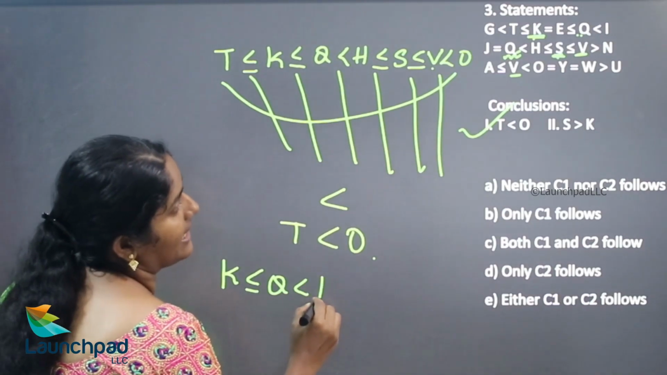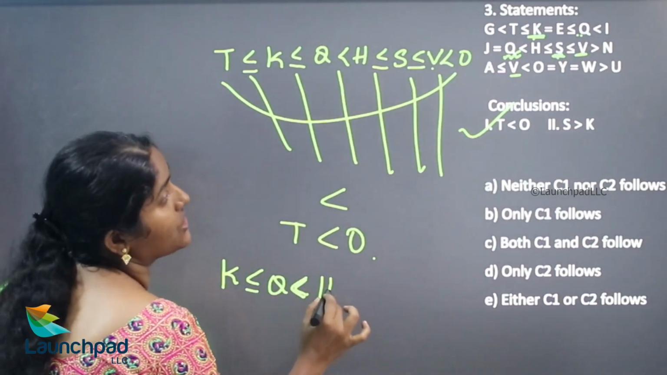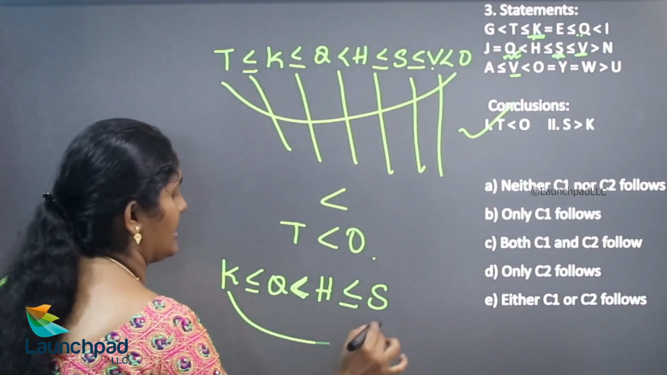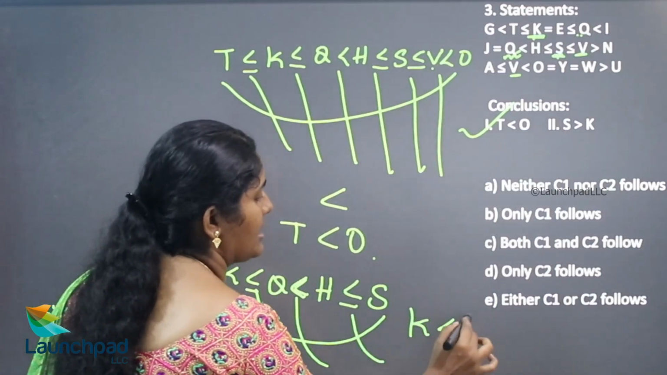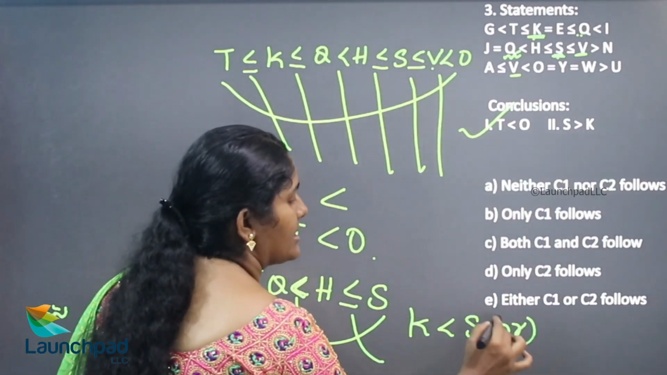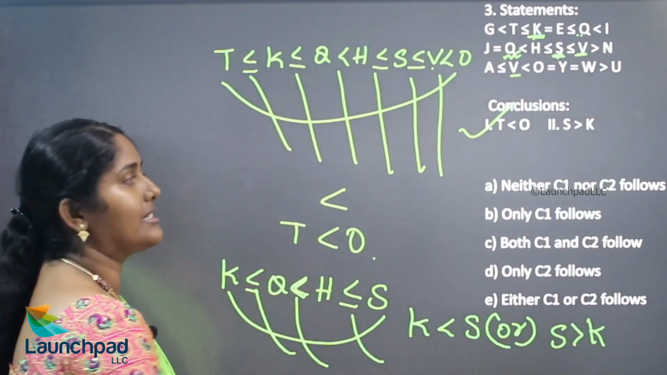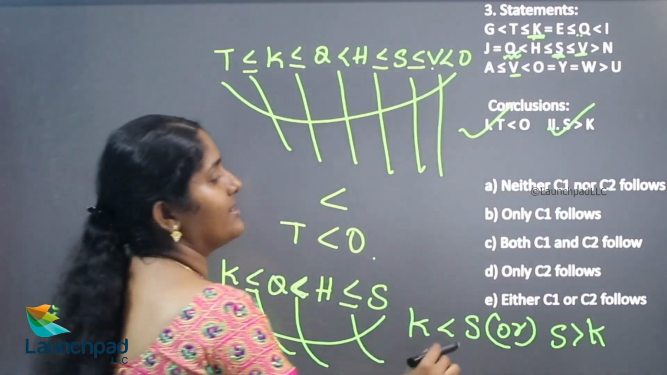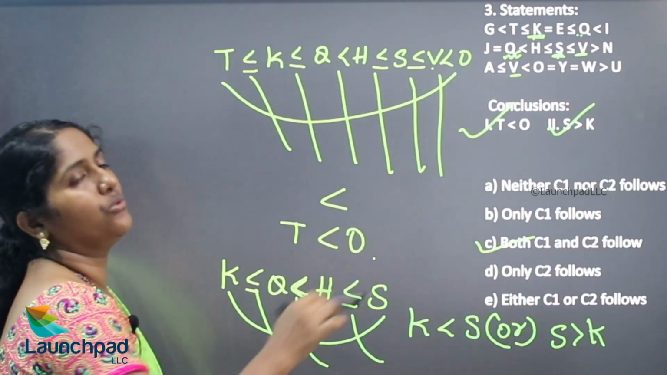Q. So I can write K is less than or equal to Q, Q is less than H, and H is less than or equal to S. I can write, what is the common symbol here? K less than S. Now I can write it as S greater than K. Hence, your conclusion 2 is also correct. Your option is C, that is, conclusion 1 and 2 follow.